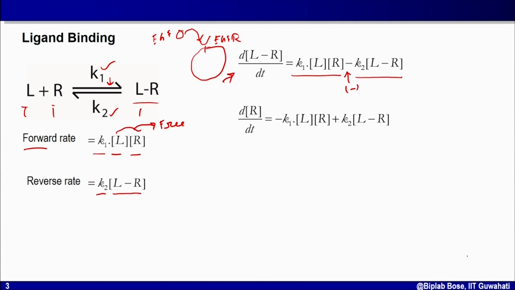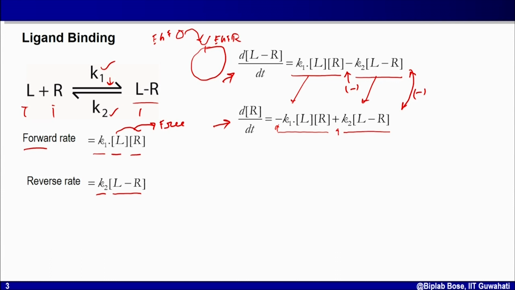Now what will be the differential equation for the rate of change of free R? That will be d[R]/dt. Obviously the free R is getting reduced by the forward reaction, so I have a minus sign here: minus K1 [L] [R], plus K2 [LR], because when LR is breaking down, it is forming free R. So it's a positive sign here. You can see these two are equal except for a multiplication by a negative sign. So this has become negative, this has become positive.